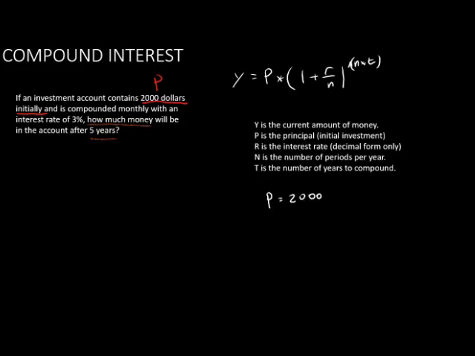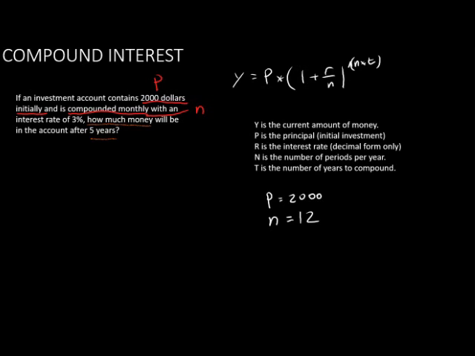We are also told that this is compounded monthly. Since there are 12 months in a year, we'll say that's the number of times the compounding has happened, and the number of times you do the compounding is the n. So we'll say n is equal to 12 because of 12 months in a year.